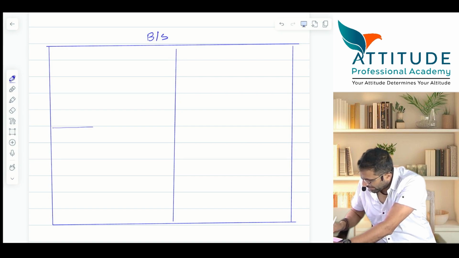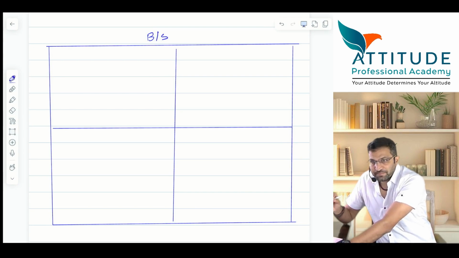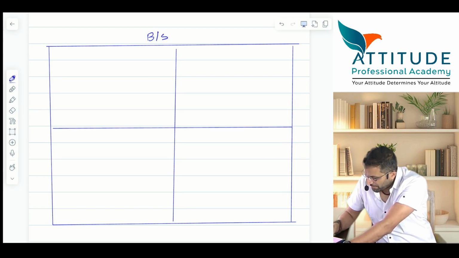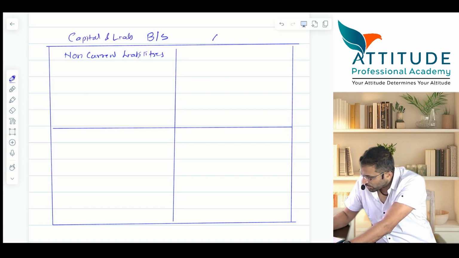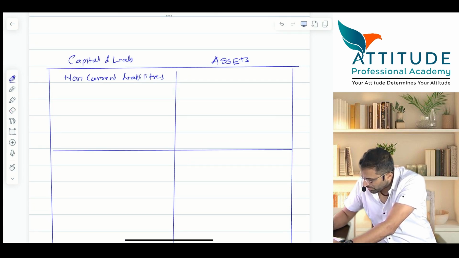But what I'll do right now is, this balance sheet I'm going to divide into 4 parts. Now what is the first part? First is non-current liabilities. Of course, this is known as capital and liability side. And this is what? Assets. Correct? This is your balance sheet.